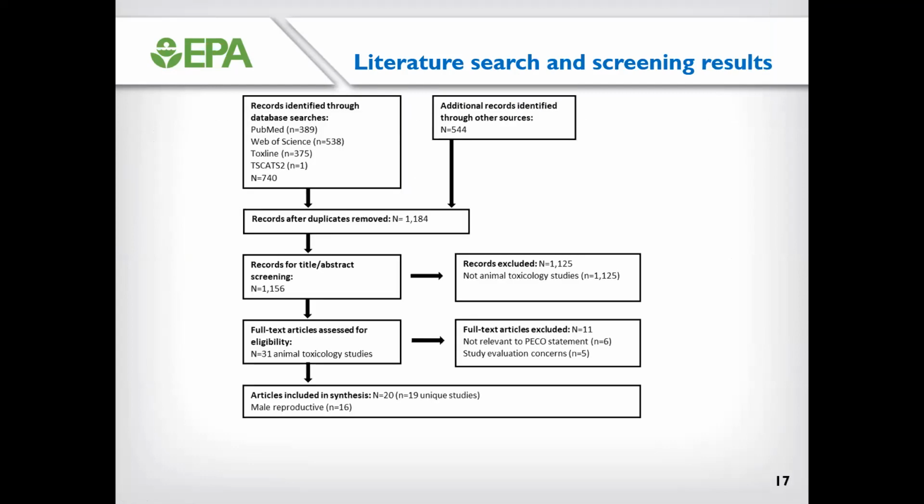And so basically we found over 1,000 studies. We narrowed that down to 20 that met our criteria for inclusion, 16 of those looked at male reproductive effects, and a subset of those looked at effects on testosterone. So that's what I'll be focusing on in the next slides, is how we synthesize the data for testosterone.